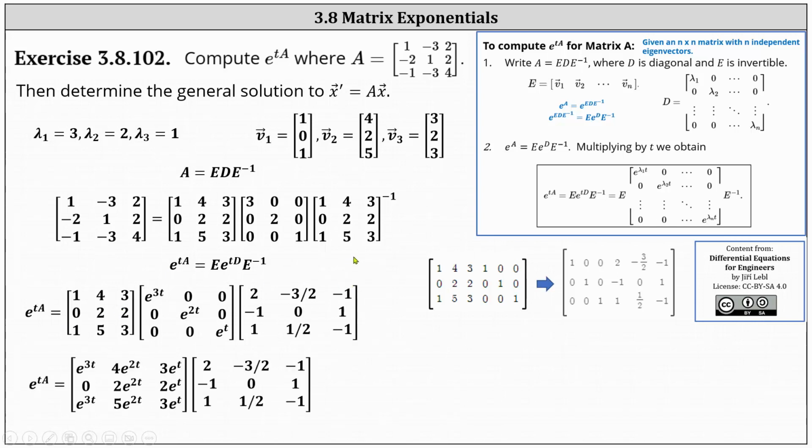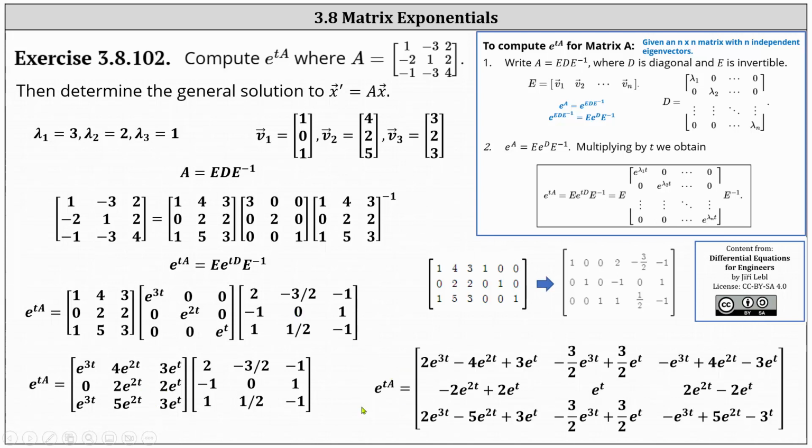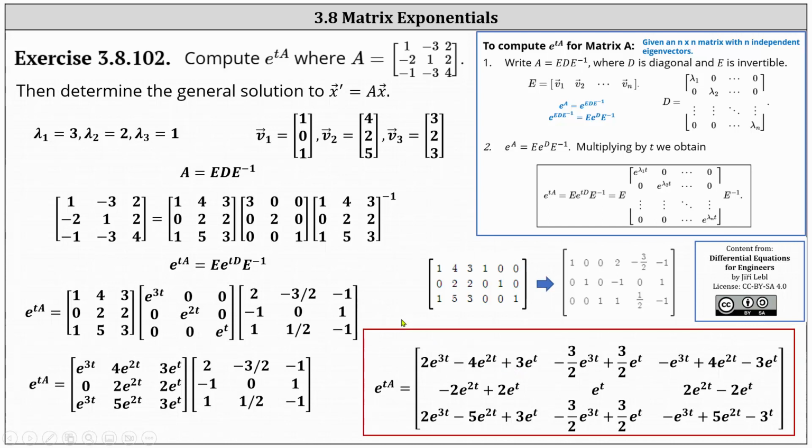So here I've broken this up in steps. Here I've multiplied the first 2 matrices, and then we take this result and multiply by the third matrix, which results in the matrix exponential e to the power of tA, shown here on the right. Because I didn't show the multiplication, you may want to pause the video and verify all this is correct. But this is the matrix exponential e to the power of tA.